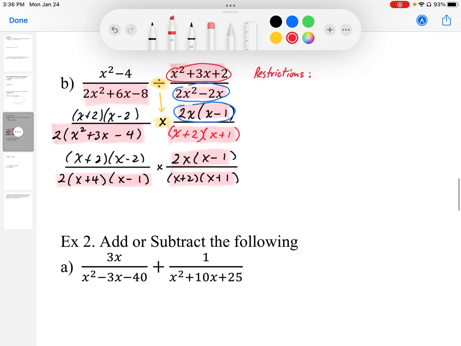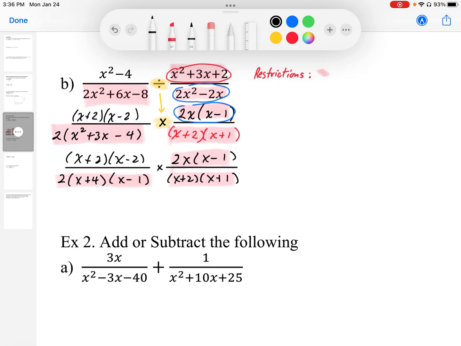So I'm now going to state my restrictions. So x cannot equal 2. So x is not equal to -4, +1, 0 from the numerator here. We have another +1. I go into the denominator, I get -2 and -1. So I've got all those restrictions.